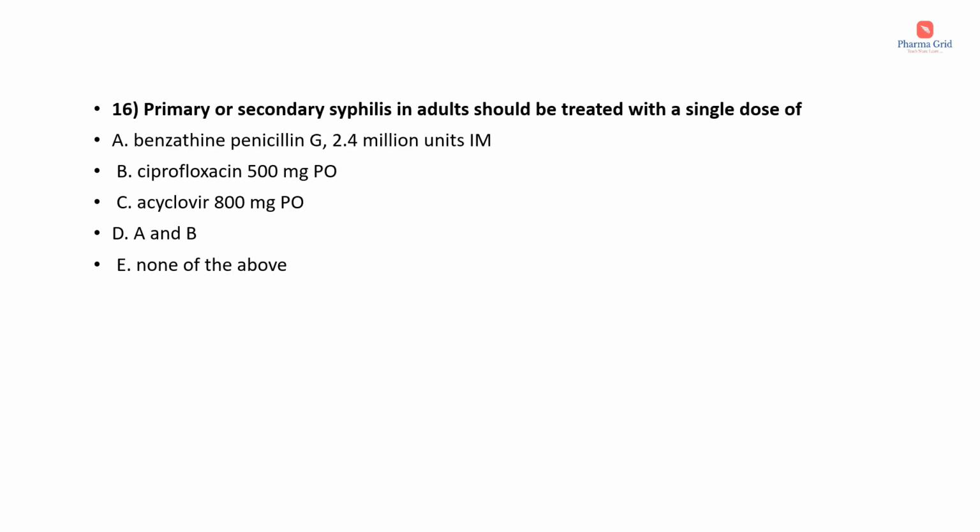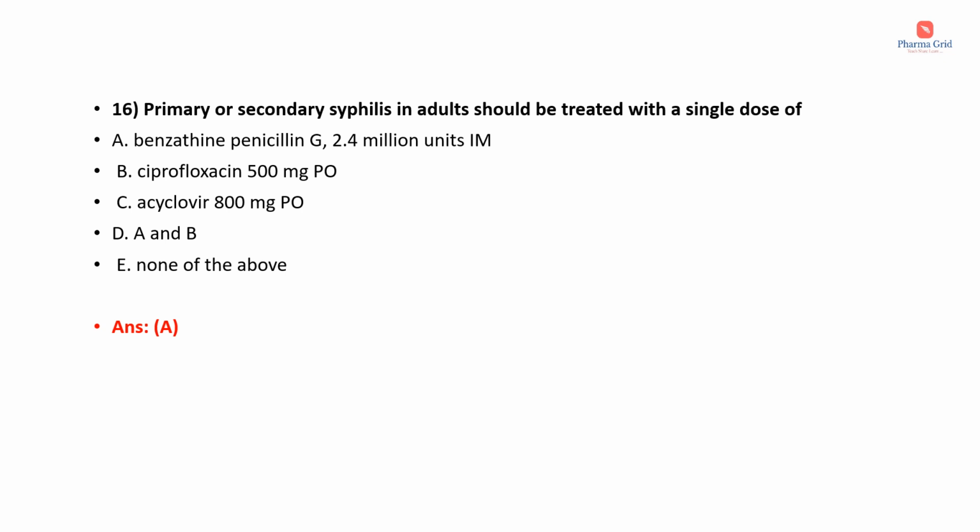Primary or secondary syphilis in adults should be treated with a single dose of. The options are benzathine penicillin G 2.4 million units intramuscularly, ciprofloxacin 500 mg per oral, acyclovir 800 mg per oral, A and B, none of the above. Here the correct answer is option A, that is benzathine penicillin G 2.4 million units intramuscularly.